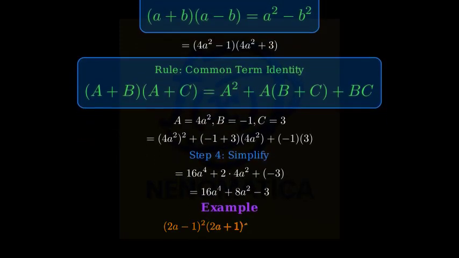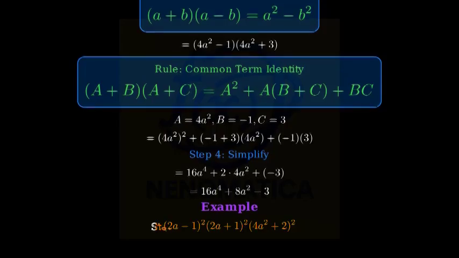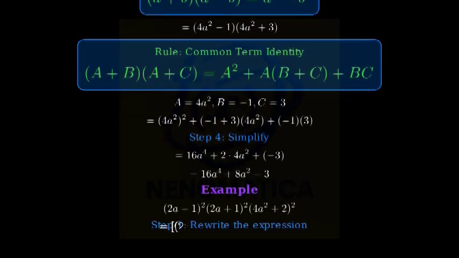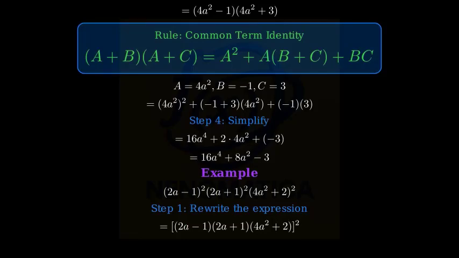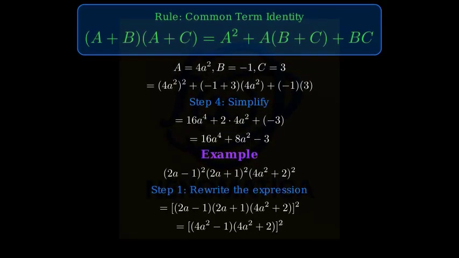We have the expression 2 minus 1 squared times 2 plus 1 squared times 4 squared plus 2 squared. Let's follow the same algorithm. First, we can rewrite this expression as 2 minus 1 times 2 plus 1 times 4 squared plus 2, all squared. Next, we recognize that 2 minus 1 times 2 plus 1 is another difference of squares, which gives us 4 squared minus 1. So our expression becomes 4 squared minus 1 times 4 squared plus 2, all squared.